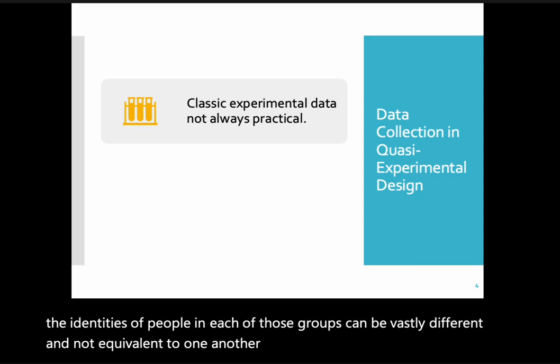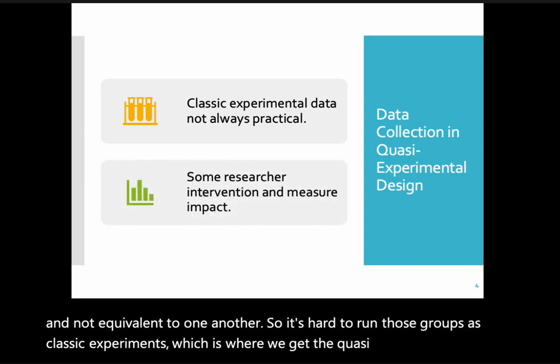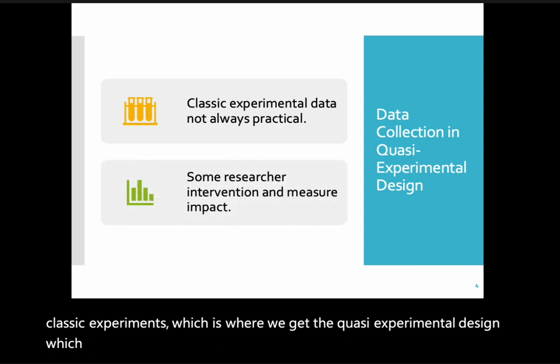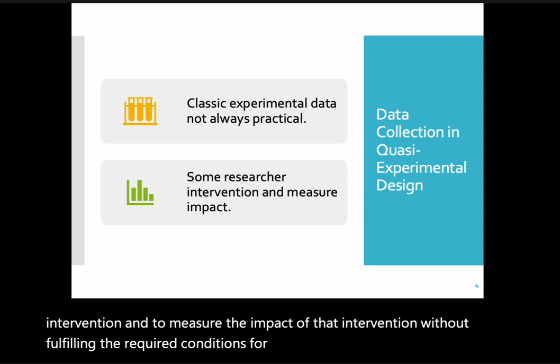So it's hard to run those groups as classic experiments, which is where we get the quasi-experimental design, which allows us as researchers to conduct some form of an intervention and to measure the impact of that intervention without fulfilling the required conditions for a classical experimental study.